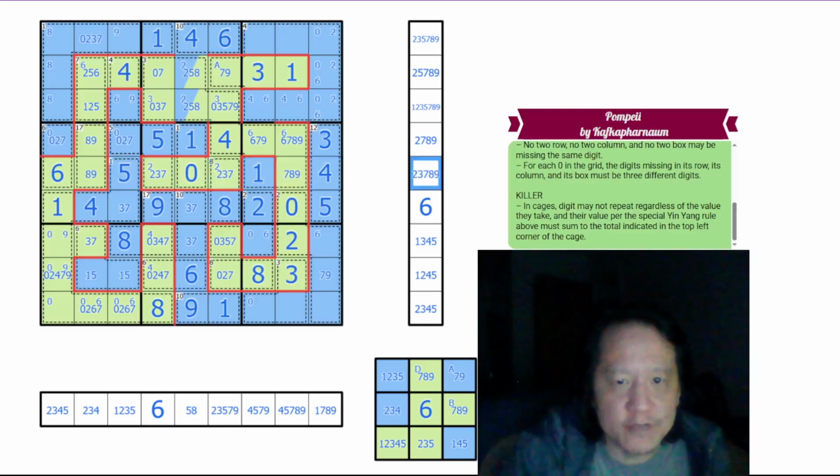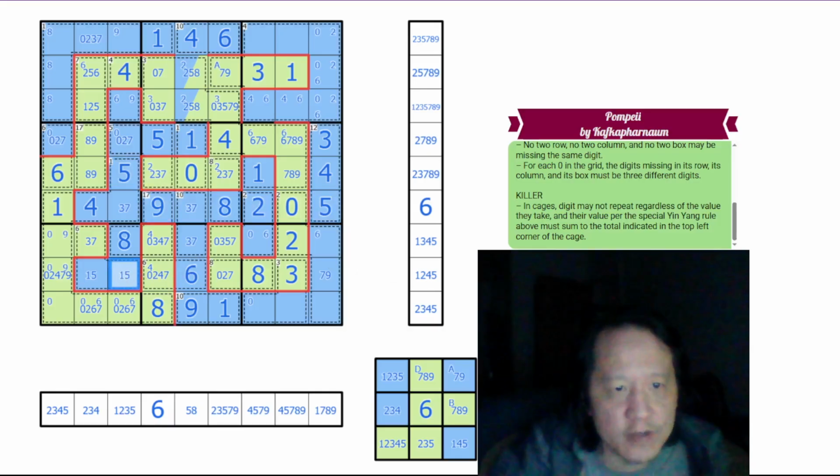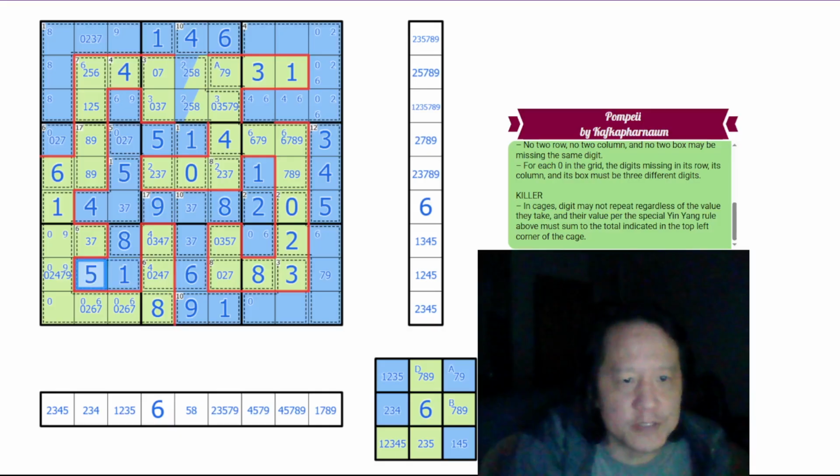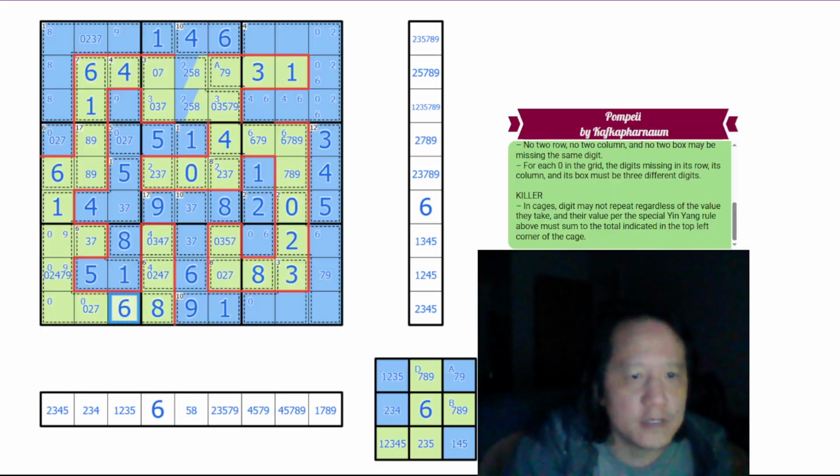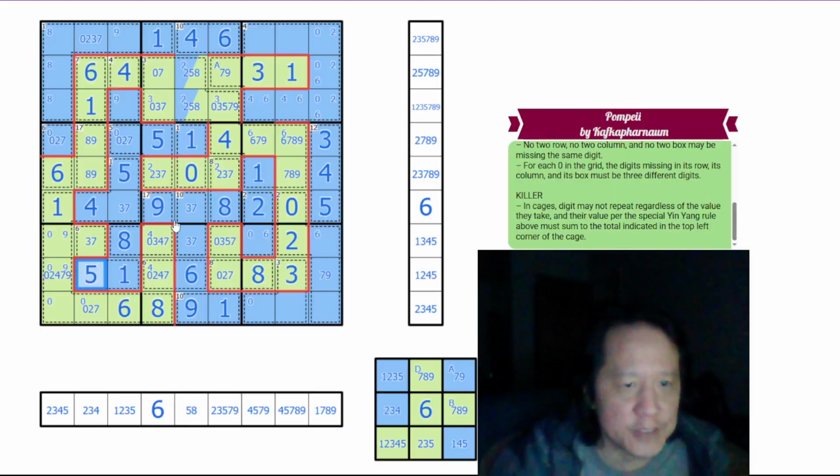This can't be missing 4 or 5 then. This 5 eliminates 5 here. So this is 1, this is 5. This cannot be 2 and 5, it's 1 and 6. So 6 cannot be here. Where is 6 in this box? It has to be here. Or sorry, in this cage. It has to be here.